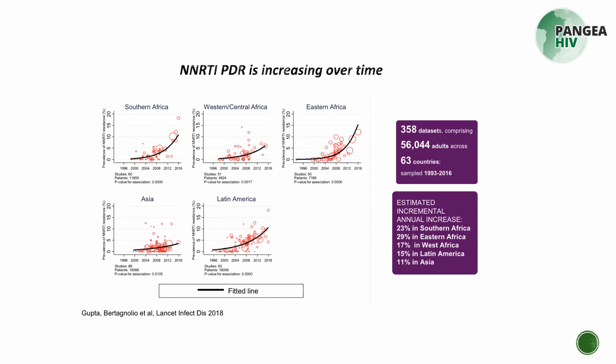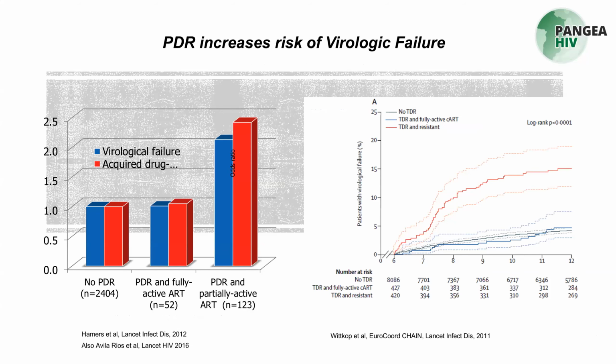The downside is that, of course, you have applied large population-level pressure of drugs with a relatively low barrier to resistance because of the pharmacokinetics I showed you. So we have a problem of increasing drug resistance. Well, why is that a problem?